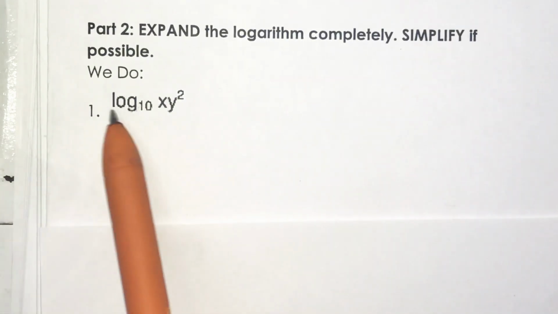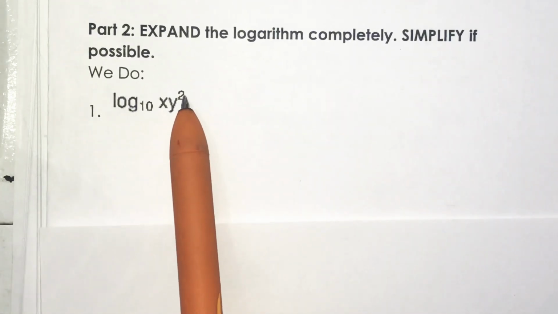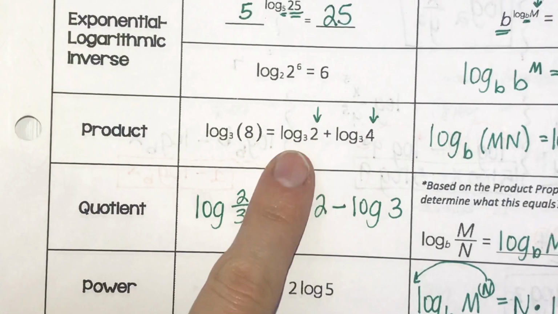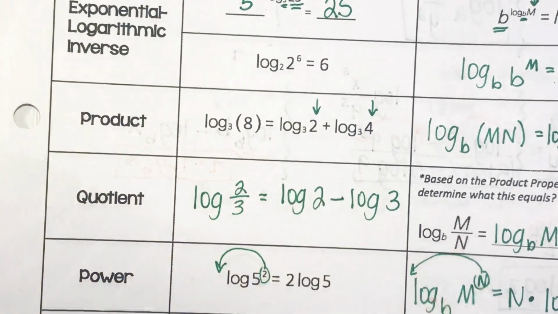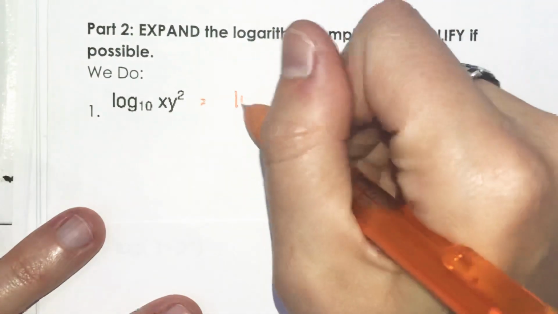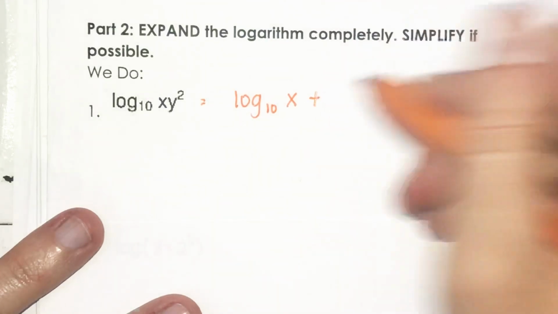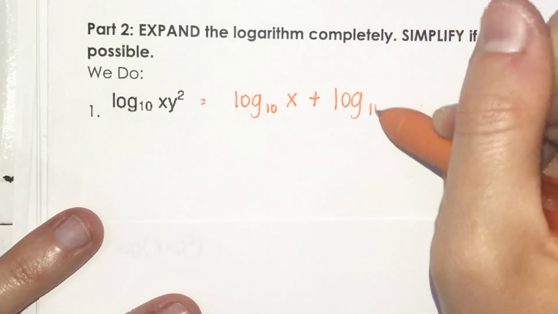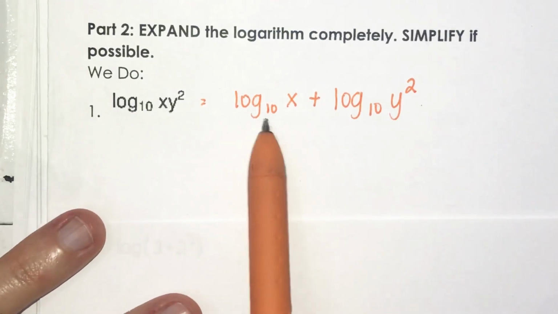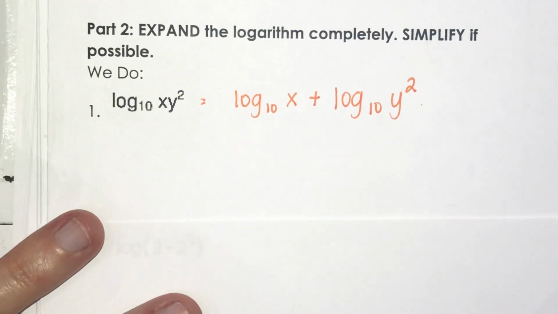Okay, so for the first one, I've got log base 10 of x times y squared. So I go back to my little properties sheet, and I know that if I am multiplying, the product rule says what I'm really doing is I'm adding the two of those together. So I'm going to rewrite this as log base 10 of x plus log base 10 of y squared. So this one's expanded completely, and we don't actually really even need to write the 10 because it's assumed that it is a base 10, but you can if you want to.